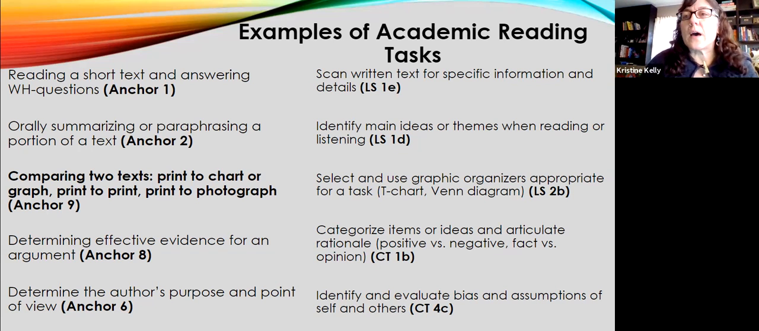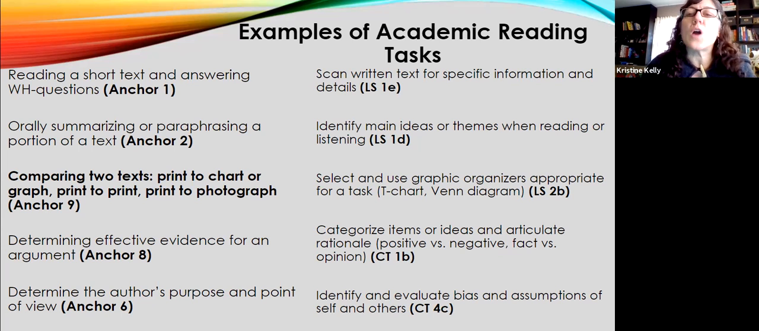So we called out the CCRS standards for reading here. Anchor 1 involves the close reading and answering questions. Anchor 2 is what I like to call the summarizing standard. And of course, this involves students working on some level to summarize or paraphrase. Comparing two texts, which is what Stephanie's going to show, is Anchor 9. And again, we can be comparing any number.